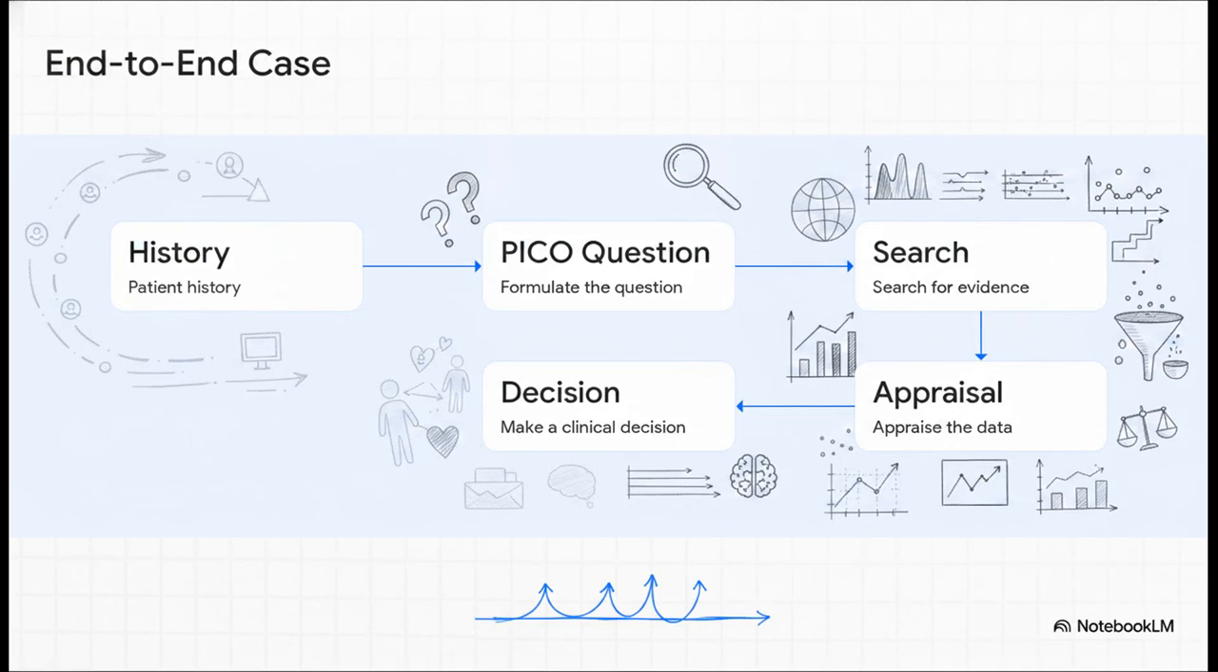Which brings us full circle to the culmination of the course, where you run a real de-identified patient case through this exact end-to-end framework. You start with their history, you form that PICO question, you run the search, you appraise the meta-analyses and check those funnel plots. And finally, you make an informed clinical decision. You've successfully moved all the way from raw data to applied human care.